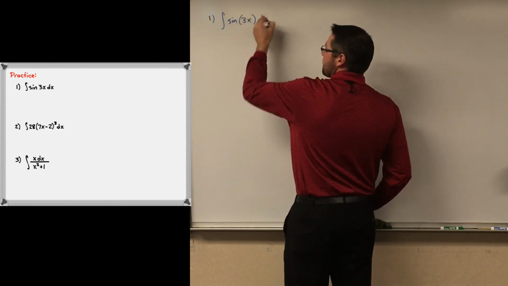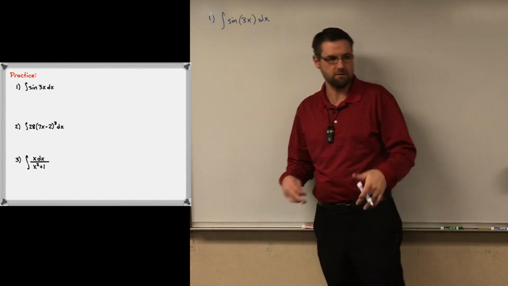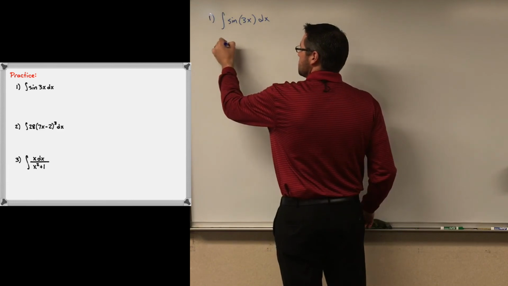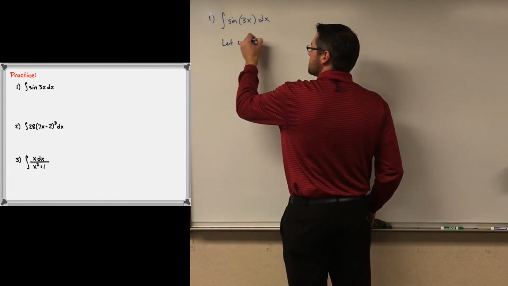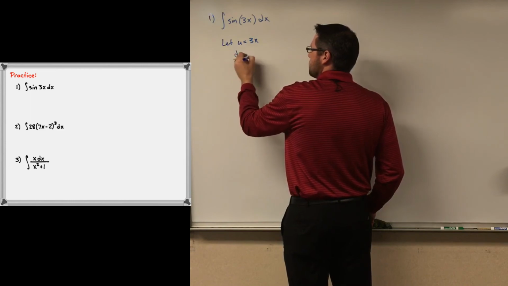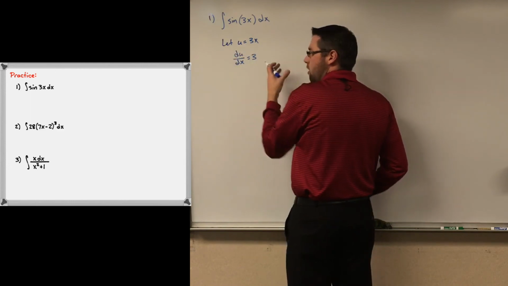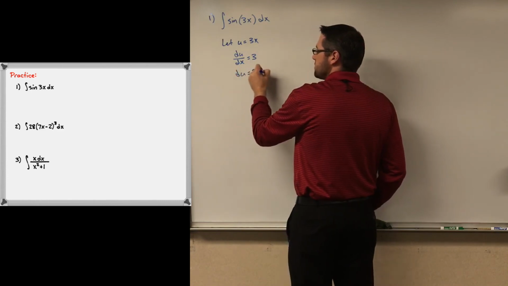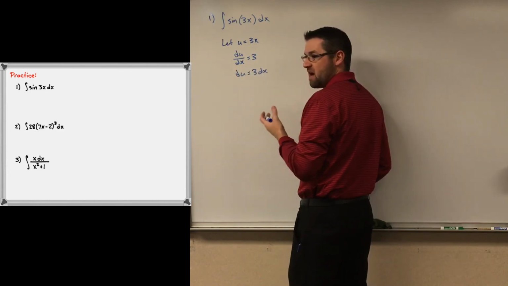This is probably the best way to write it, right? Because you're taking the sine of 3x, right? What is the innermost function? So let u equal 3x. We'll take the derivative, so du dx equals 3. And now our goal is to isolate dx. So du equals 3 dx. And we'll divide by 3.